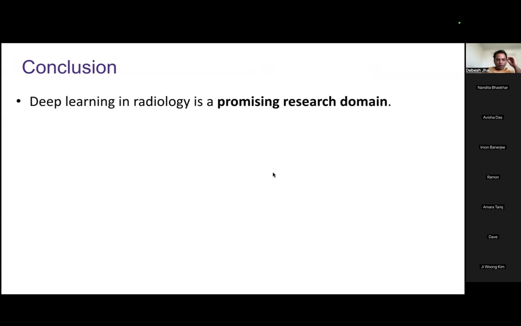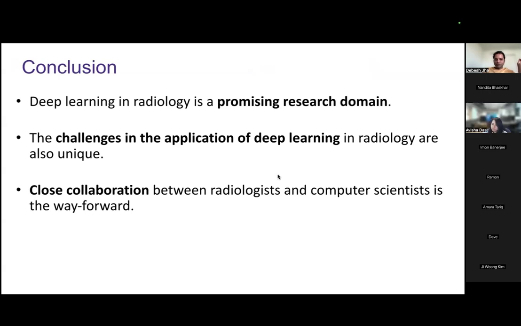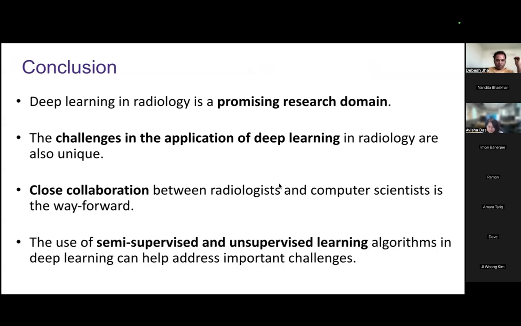So this is my conclusion slide. Deep learning in radiology is a promising approach. The challenges in the application of deep learning are also unique, as we have seen. There should be close collaboration between radiologists and computer scientists. Here I did not talk much, but we have another ongoing project where we incorporate the radiologist in the loop. And the use of semi-supervised and unsupervised learning approaches can also help improve model performance. So this is all from my side. Thank you very much for listening.